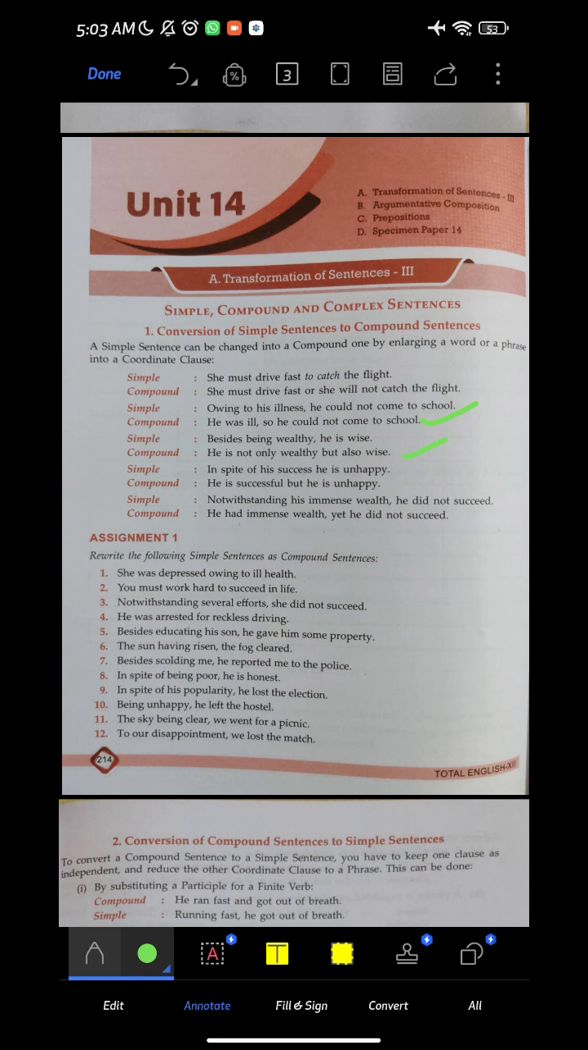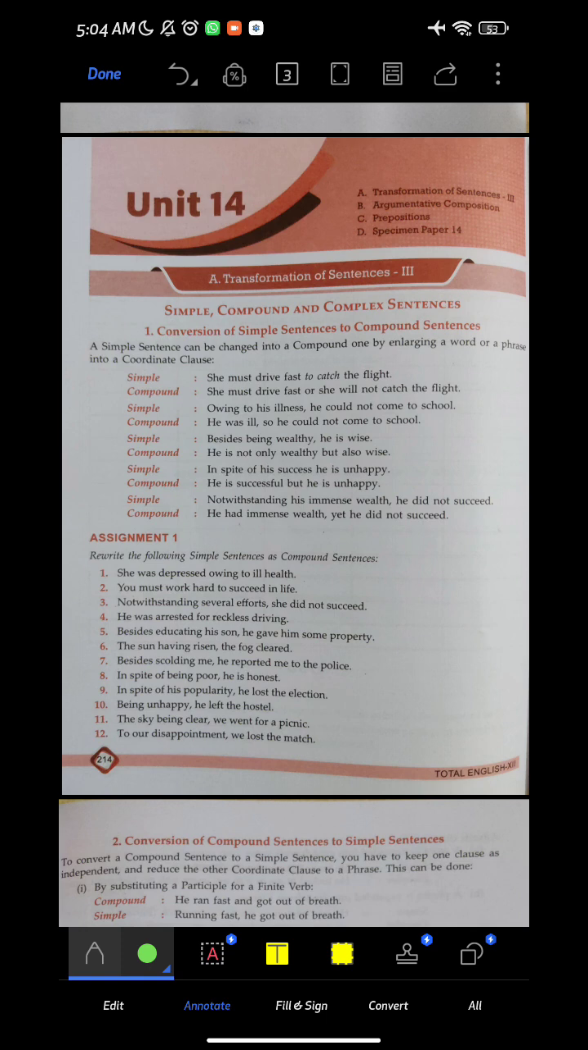Third example: besides being wealthy, he is wise. This is an important structure. Generally in the paper we get this sentence using besides, and don't confuse yourself with besides and beside. Beside without s is a preposition, not a conjunction. So one is beside and one is besides. Kindly keep this in mind. The compound form: he is not only wealthy but also wise.